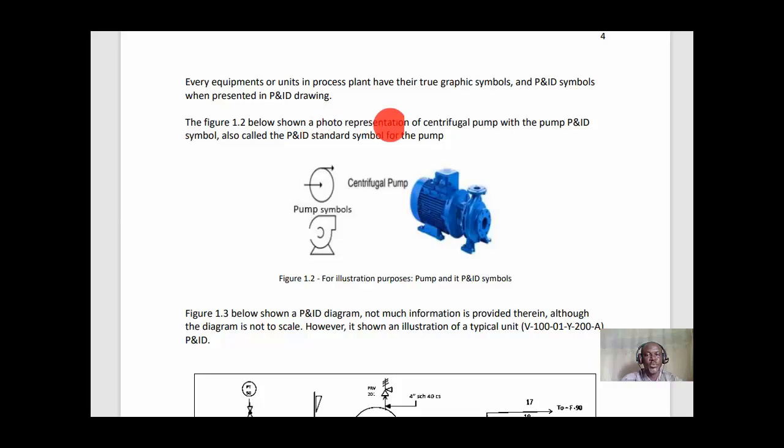Every equipment or unit in a process plant has its true graphic symbol and P&ID symbol when presented in the P&ID diagram. Take for example this Figure 1.2. For illustration purpose, this is a pump and the P&ID symbol. This is actually a graphic representation of a centrifugal pump, and these are the standard symbols, what we call the P&ID symbols. These symbols are the ones we actually see in P&ID diagrams, not this graphic symbol.